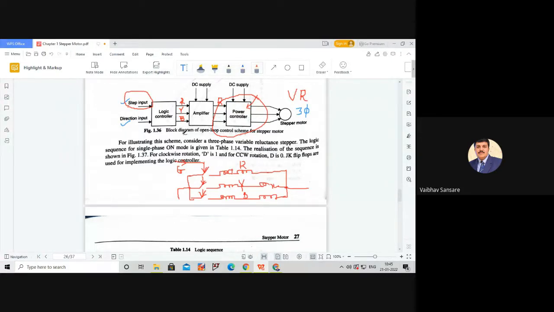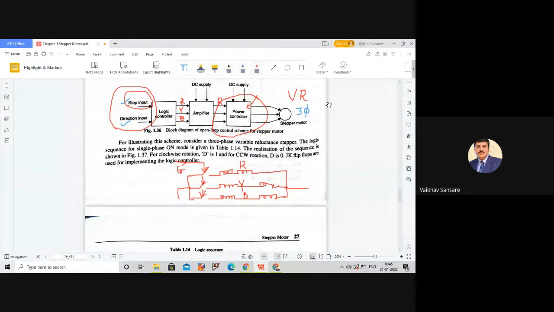But here the logic sequence which is generated by this logic controller only depends upon the inputs which are provided to this logic controller. It does not depend upon the actual rotor position after provision of the first excitation pulse to the motor stator winding. So as the logic sequence does not depend upon actual rotor position, this particular scheme is known as the open loop control scheme of a stepper motor.